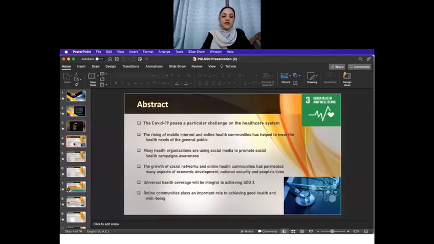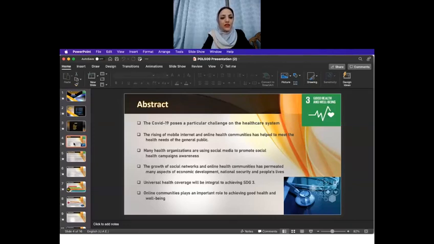As you can see in the first part, the abstract, COVID-19 poses a particular challenge on the healthcare system. As we have witnessed in the last 2 years since the beginning of COVID-19, the number of cases rapidly increased per hour. That did pose a very high risk and challenge on the healthcare system.